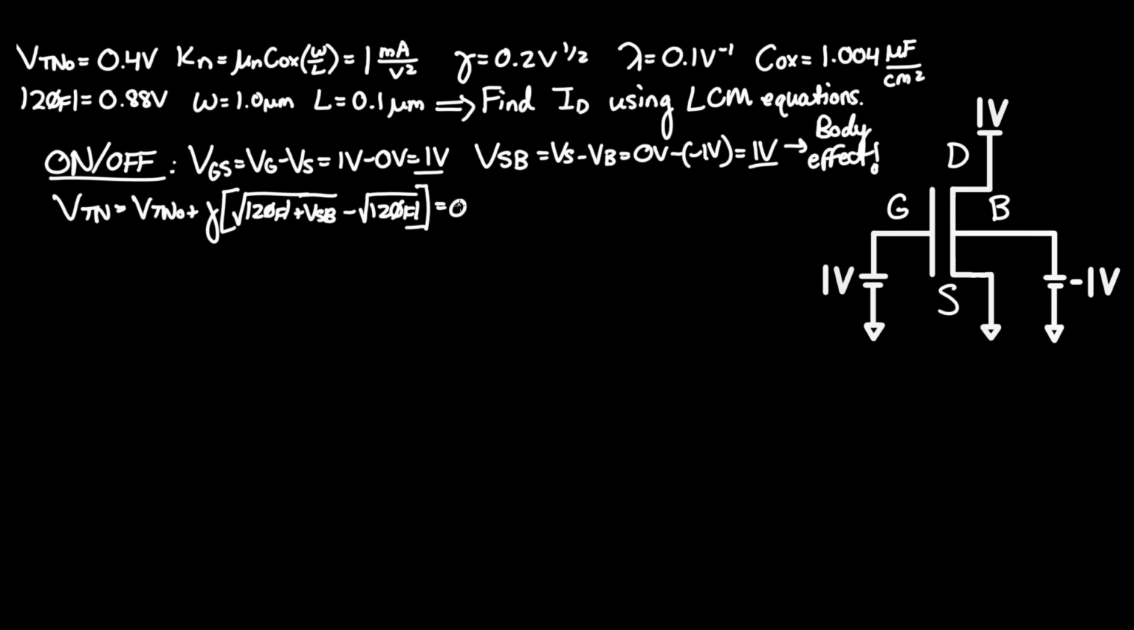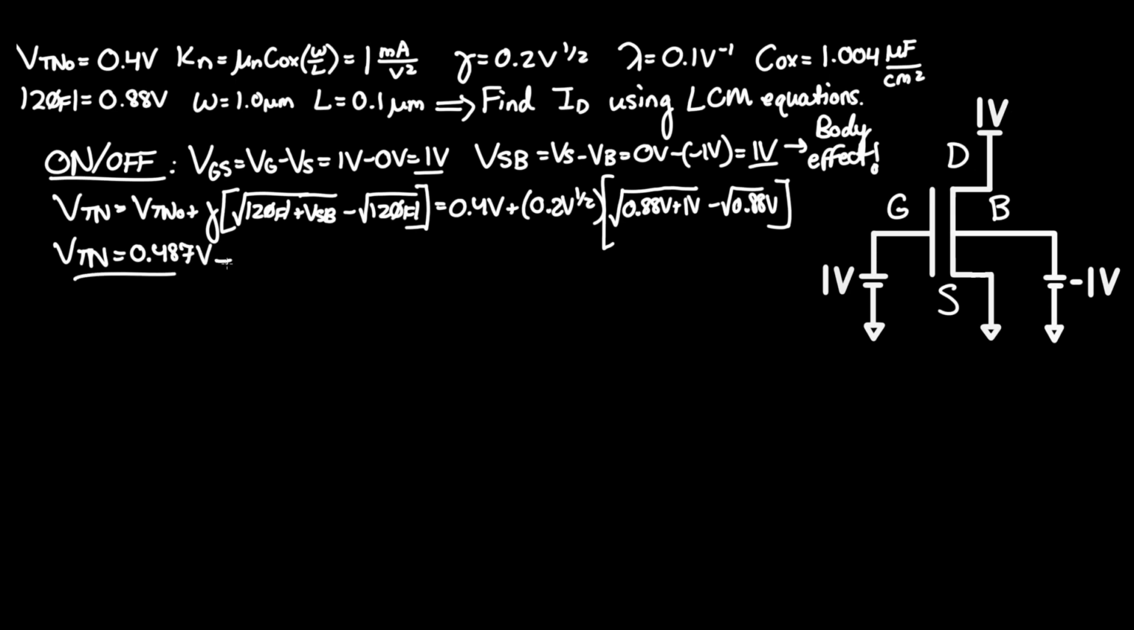So VTNO was 0.4 volts given, plus gamma 0.2 volts to the 1/2, times parentheses square root of 0.88 volts plus 1 volt minus square root of 0.88 volts. This gives you a threshold voltage equal to 0.487 volts. Now comparing that to VGS, which we again found to be 1 volt, we can see that it is greater than VTN. So the device is on.